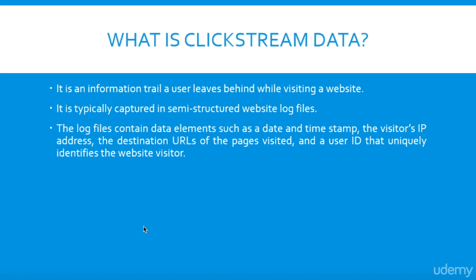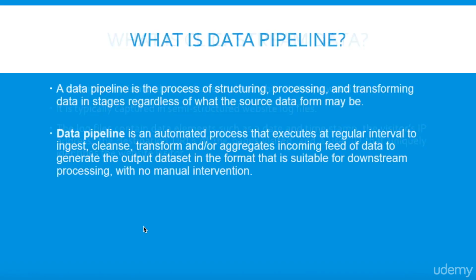Now let's understand what is a data pipeline. In a general sense, a data pipeline is the process of structuring, processing, and transforming data in stages, regardless of what the source data form may be. Some traditional use cases for a data pipeline are pre-processing for data warehousing, joining with other datasets to create new datasets, and feature extraction for input to a machine learning algorithm.